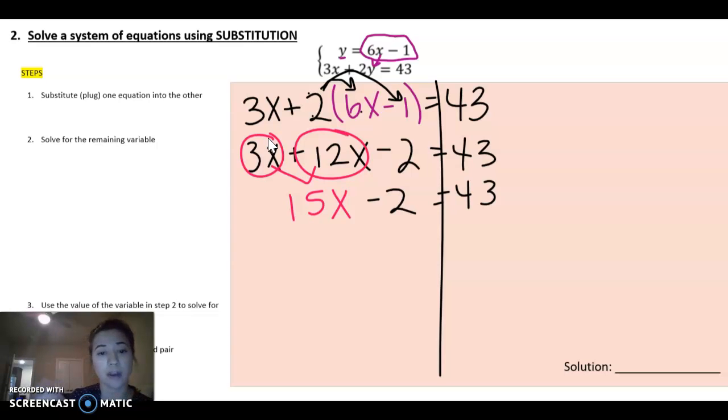Okay, from here, solve for x. We have 15x minus 2 equals 43. Go ahead and pause me now and see if you can get x by itself. Unpause me when you're ready or if you can't figure it out.